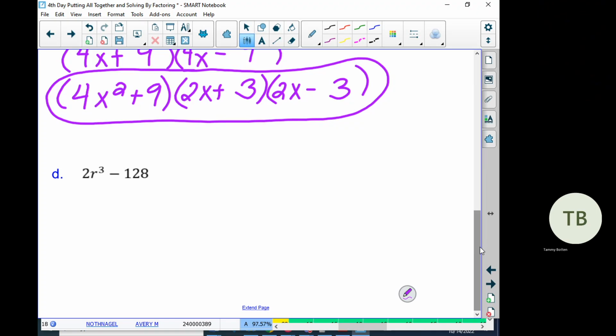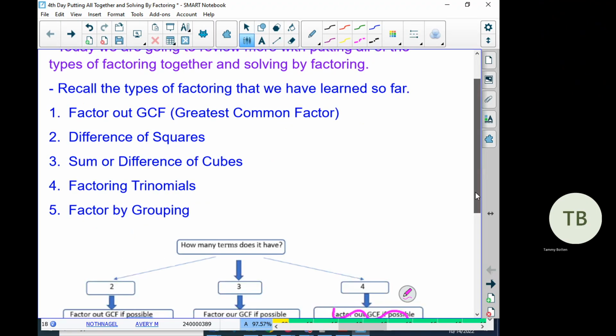So now if I look at D, I have 2 terms again. And when you have 2 terms, what happens is you're going to factor out a common factor always if you have it. And if you guys notice here, I can factor a 2 out of this. So I'd go 2, and then 2 times what gives me 2r cubed, that's r cubed. 2 times what gives me 128, that is 64. Okay, then I have r to the third power.